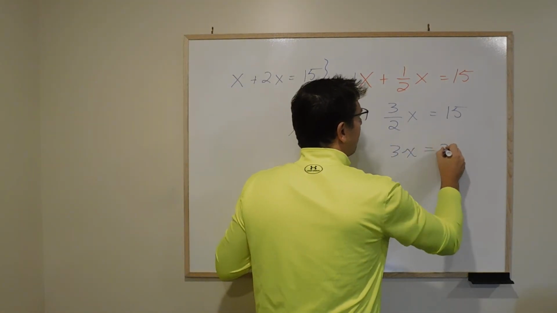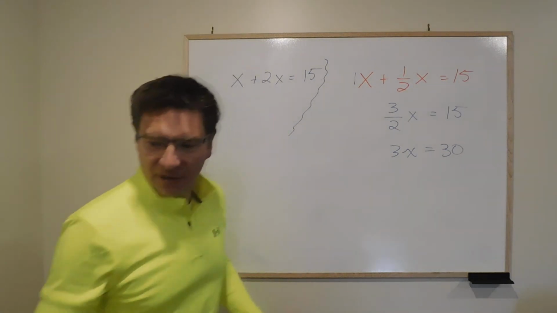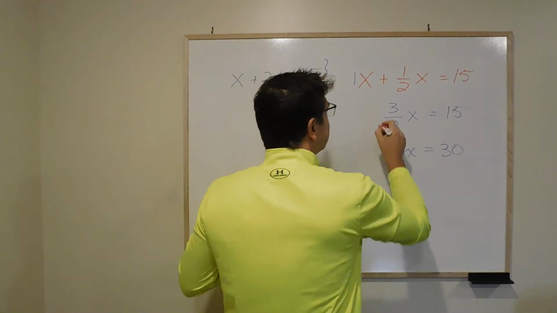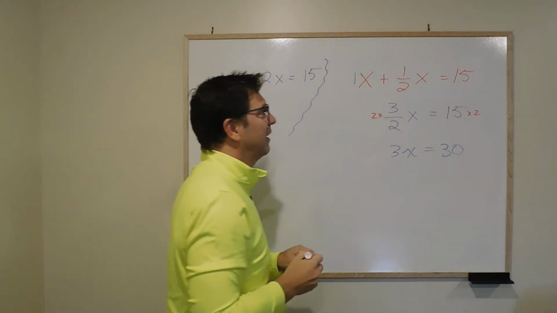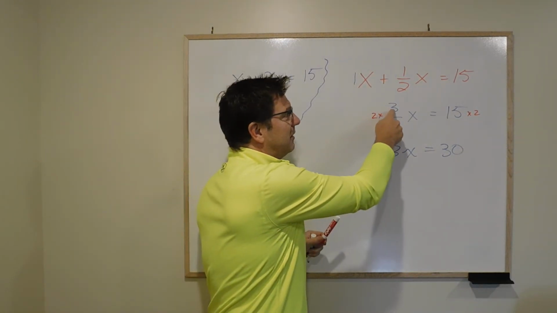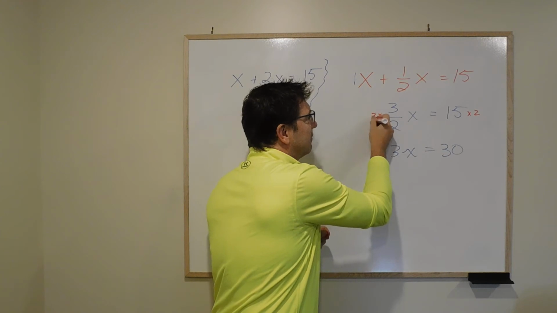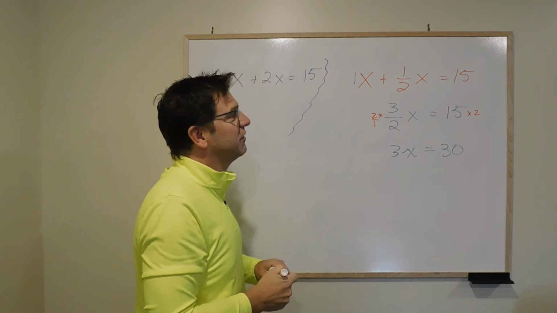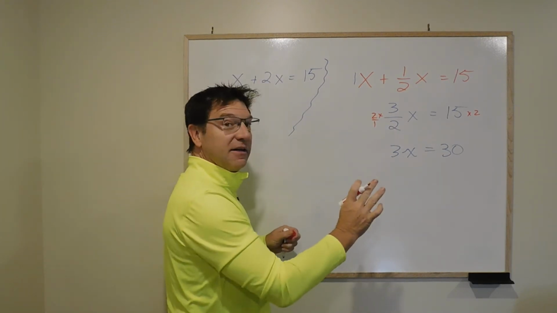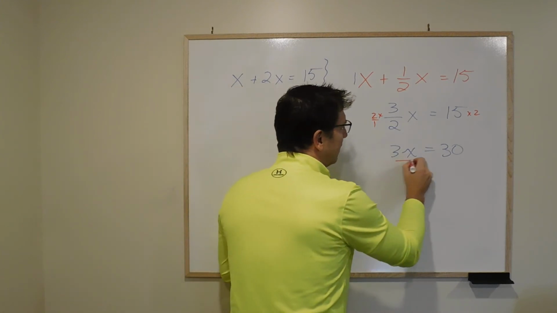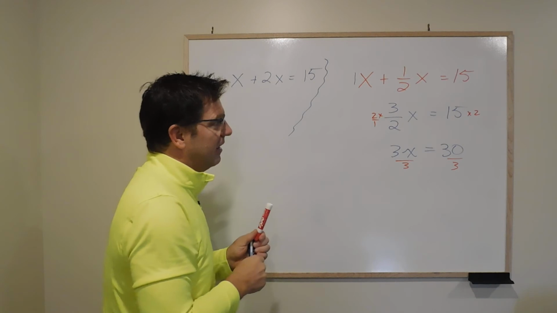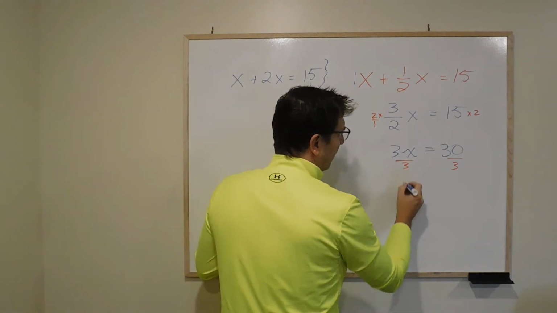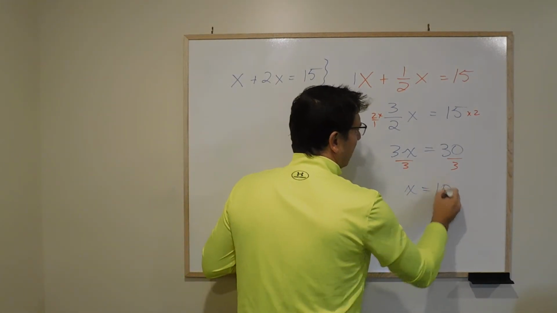3x = 30, right? And how I got that was I multiplied this side by 2, and I multiplied this side by 2, right? So 2 times 3, remember it's 2/1 because it's fractions, but 6/2 is 3. And then I have 3x = 30. I have to divide by 3 here, right? And what you get is x = 10, okay?